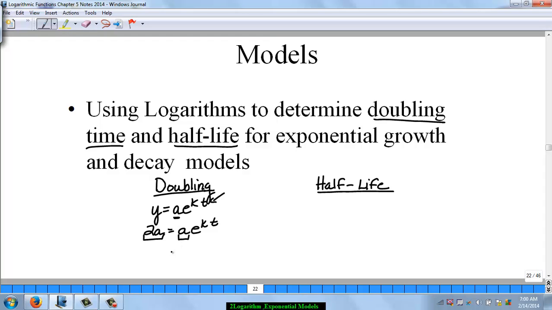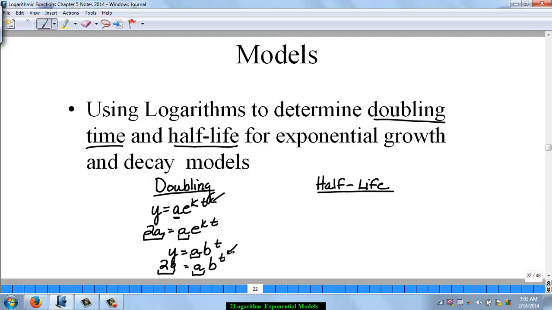If I was doing doubling time with our other formula, our annual formula, it's y equals ab to the t. It'd be the same thing. My initial value is a. I want to know when my population is doubling. So you would solve for t in this case also.